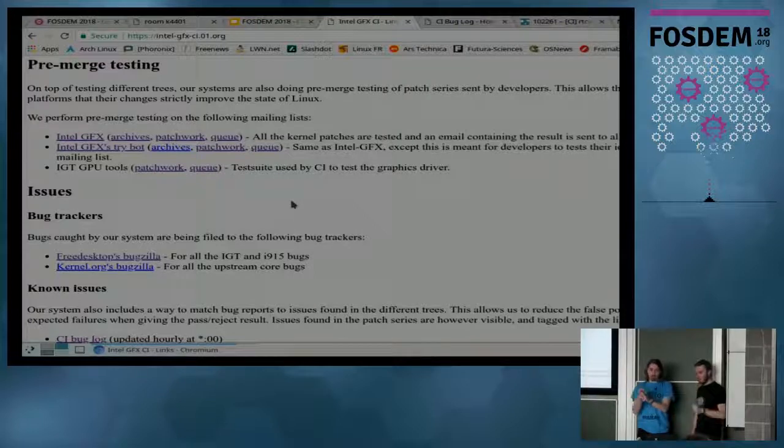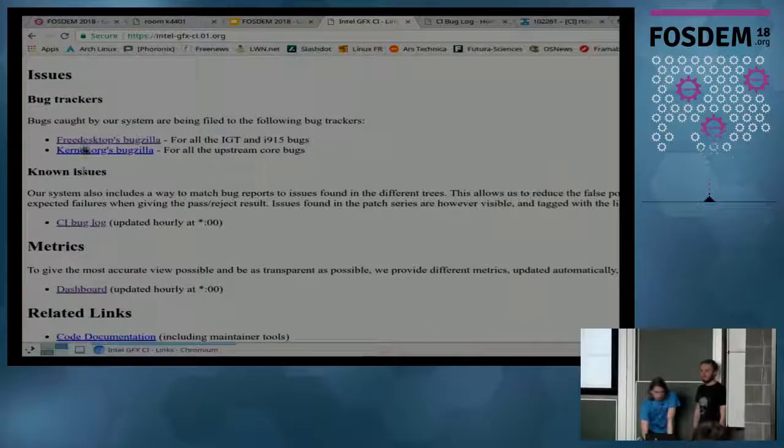Very good. Now, where does the issue get reported, because if you have a CI system, it's wonderful, but if no one is tending to it and reporting bugs and making sure that the bugs get addressed, it's not going to go anywhere. So we use two of them. There's Free Desktop Bugzilla, which is all the bugs that we make for IGT and i915, and the second one is kernel.org for everything else that is not DRM or X or whatever.